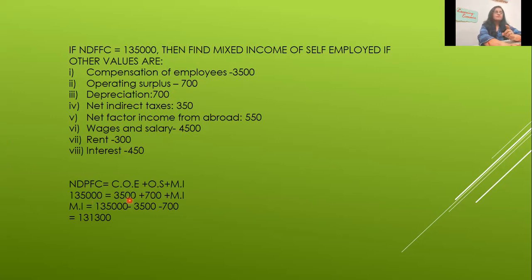NDPFC is given 3,500. Compensation of employees is also given. Operating surplus is also given. Only mixed income is not given. So we'll take mixed income over here, and we'll deduct compensation of employees and operating surplus from NDPFC. And now we have got the answer 131300. This is mixed income. So this kind of question can also come in a 3 marks question.